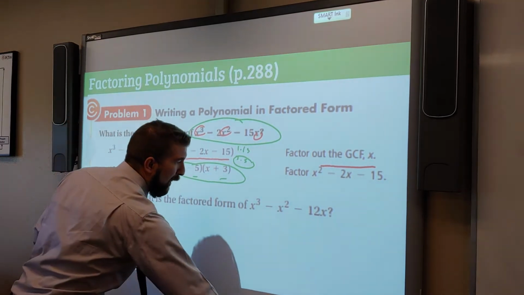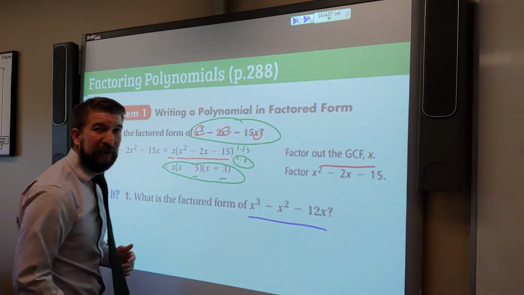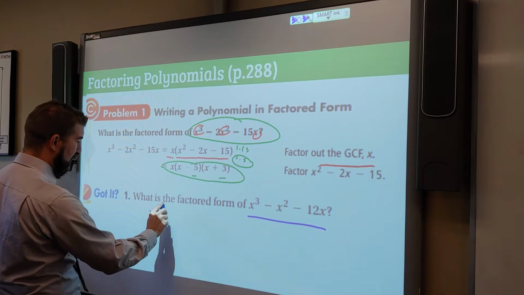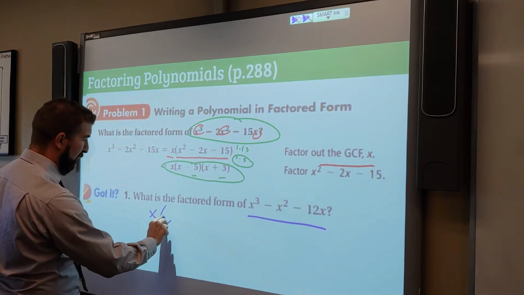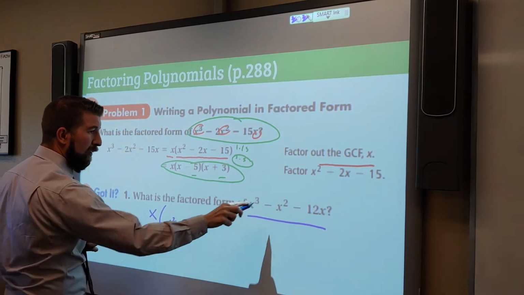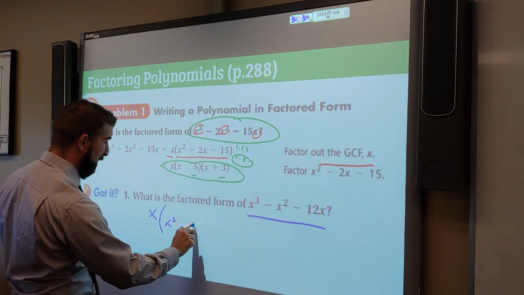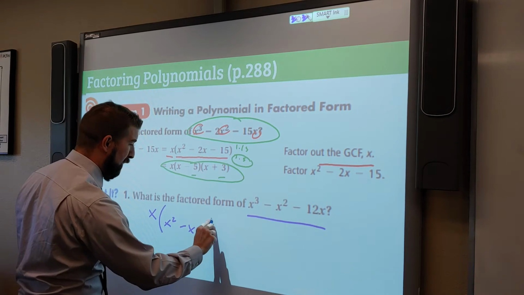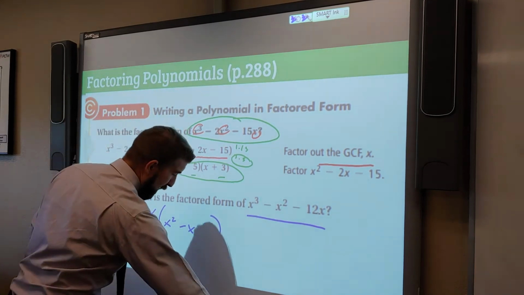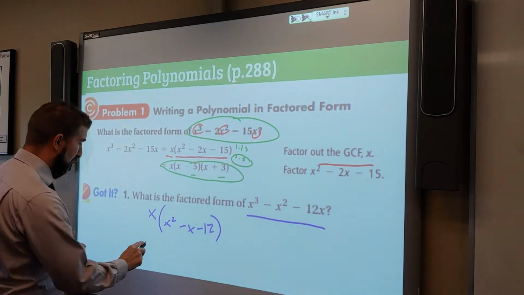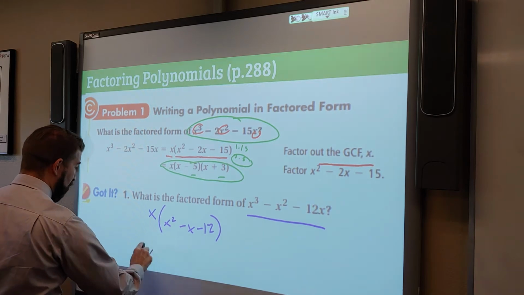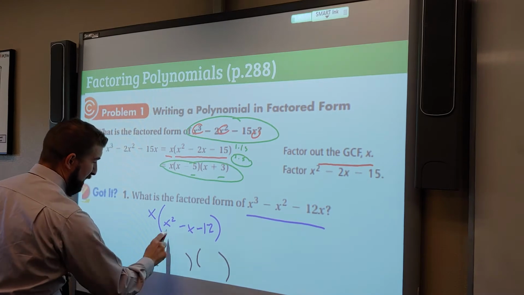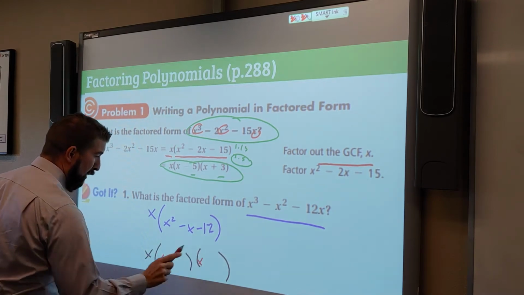So how would I go about doing this example? First step, remove the x. So I'm going to rewrite this, having removed the x. So this becomes x squared. Negative x squared becomes negative x. And negative 12x becomes negative 12. And now I'm going to factor. So I'm going to drop that x. I'm going to draw my parentheses. These x's, they drop.